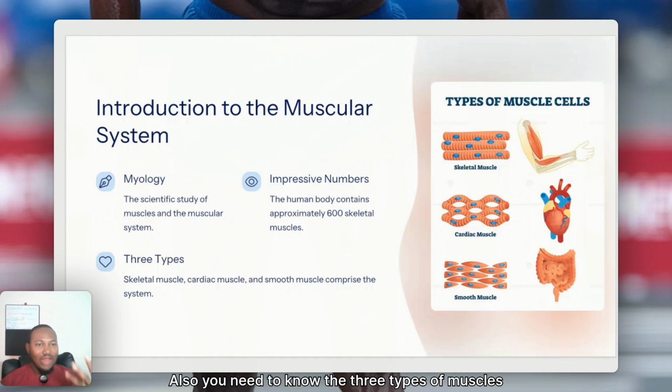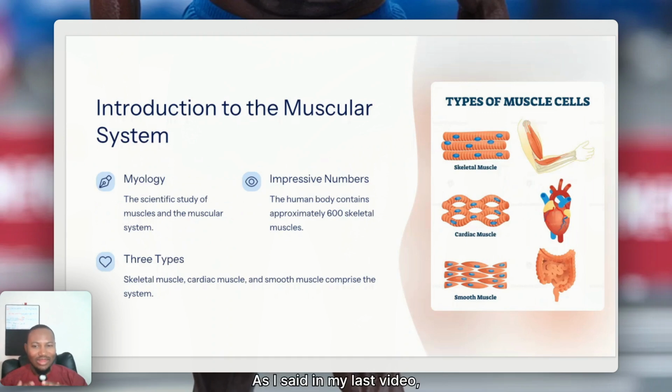Also, you need to know the three types of muscles, which I took time to explain in my last video. One is the cardiac muscle, the other one is smooth, and another one is skeletal. All of them have equal importance. Very, very important for you to know the differences: which ones are voluntary, which ones are involuntary, which ones are striated, and which ones are not striated.